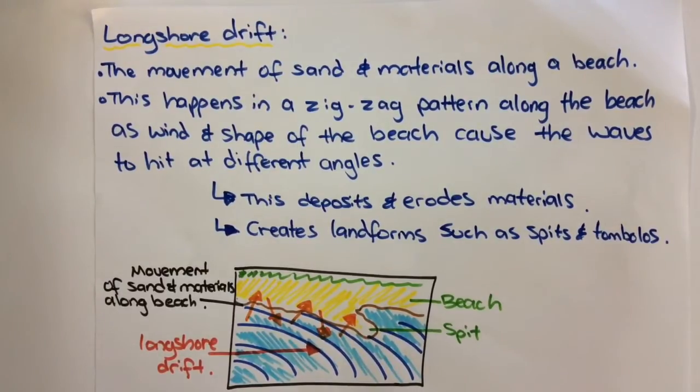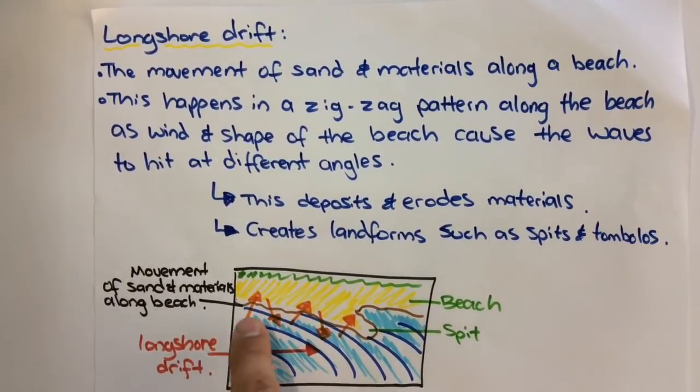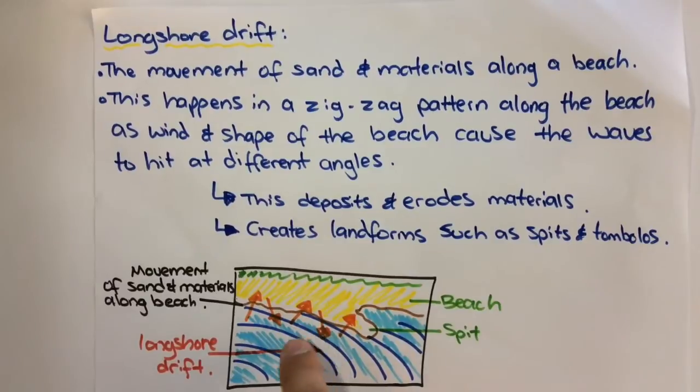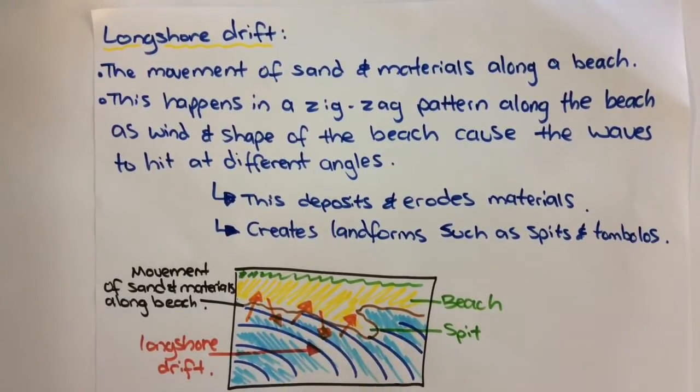Okay, so longshore drift, what it does is deposit and erode materials according to that pattern. Okay, so the zigzag pattern and also the direction of the waves. That can create different landforms such as spits, right here, or tombolos. Okay, they also will change the shape of the beach itself. So longshore drift is a really important concept for you to understand.